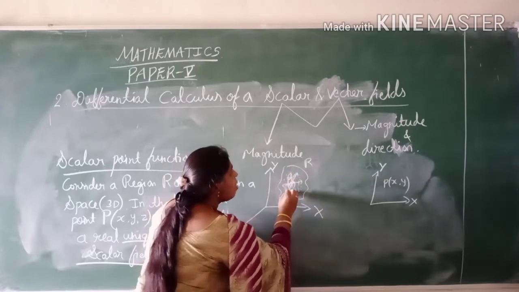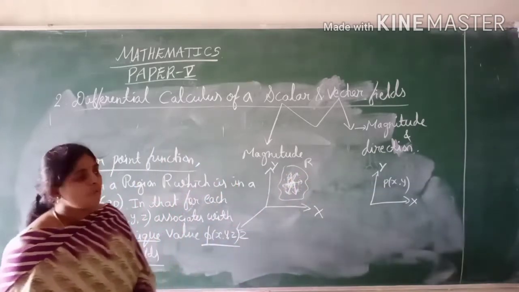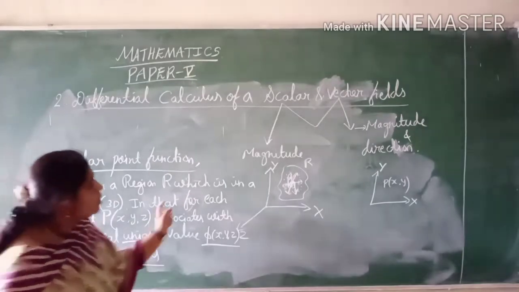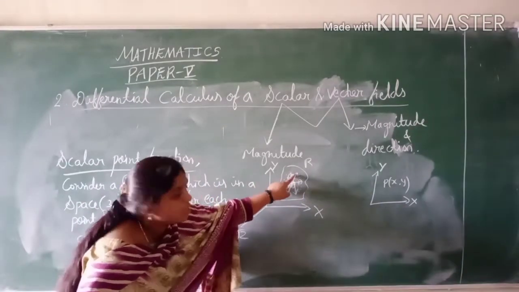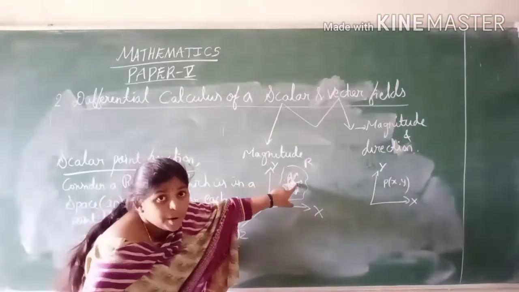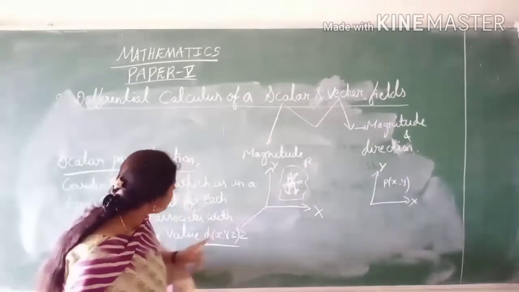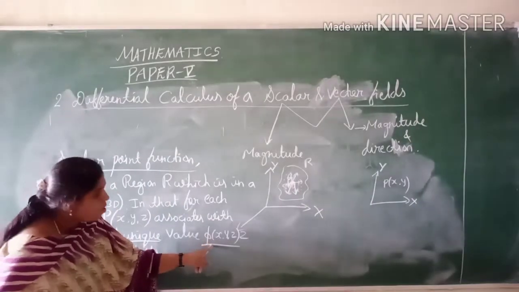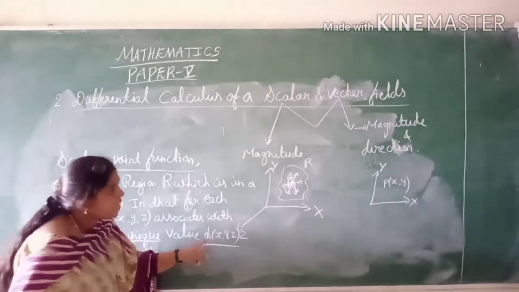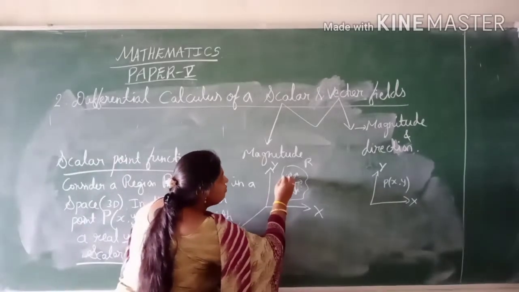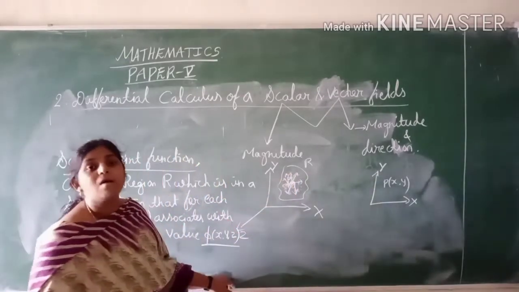The scalar field. Once again, see what is meant by the scalar field. The points of the region R, where are these points? These points are lying in the region R, together with the function phi of P, that is the scalar function. Then this field is called the scalar field. Okay.